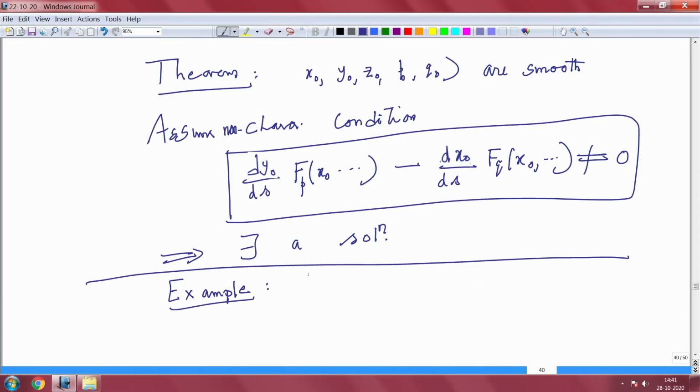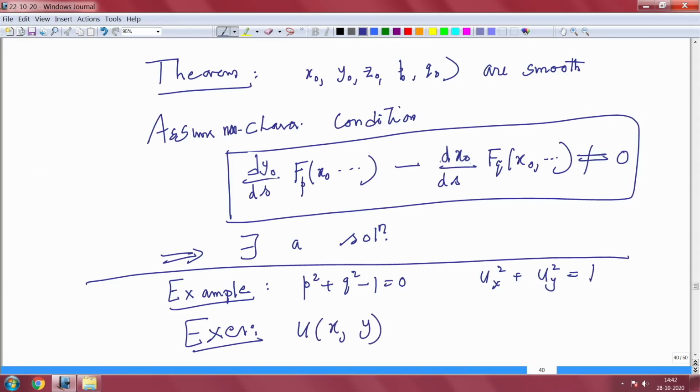So I will end this talk by showing an example. Look at this equation, p square plus q square minus 1, that is, the PDE is ux square plus uy square equal to 1. This is an exercise which you can work out. There are more exercises in the book. I suggest you go through and do some problems. And you can see that you can get two solutions. And what is the initial condition?